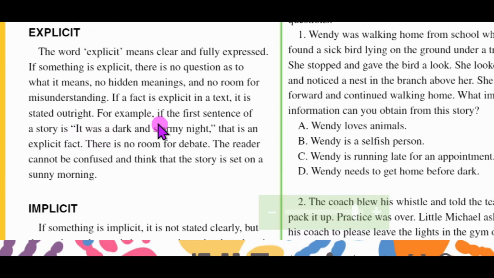For example, if the first sentence of the story is, "It was a dark and stormy night," that is an explicit fact. There's no room for debate. The reader cannot be confused and think that the story is set on a sunny morning.